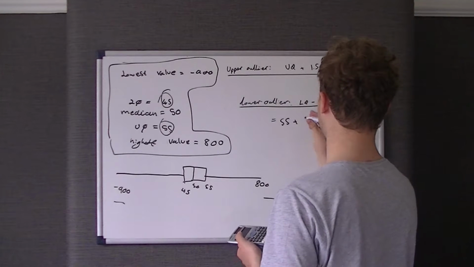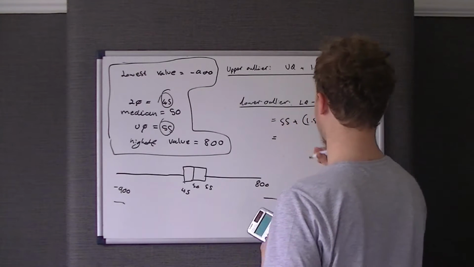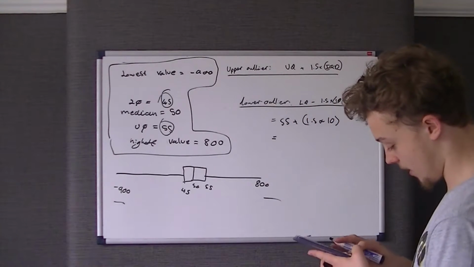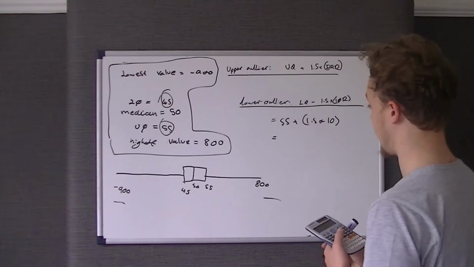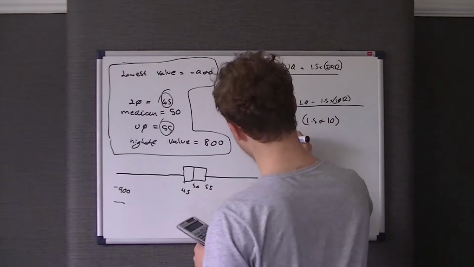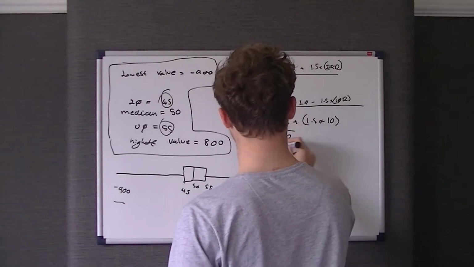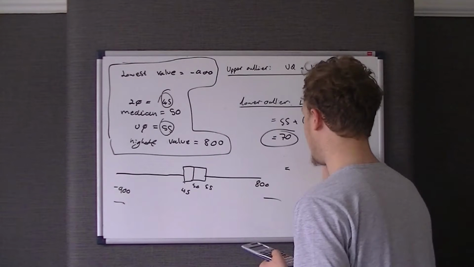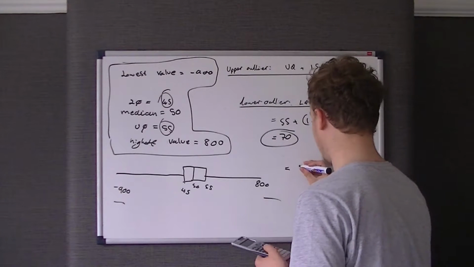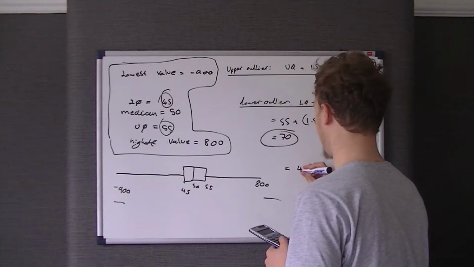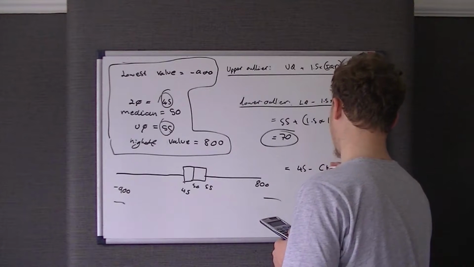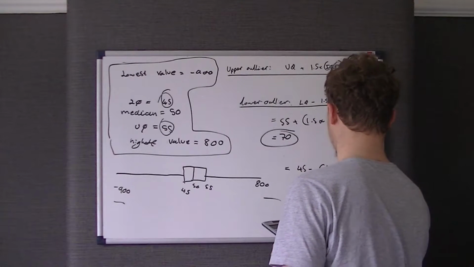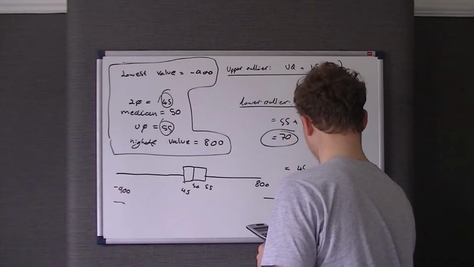So, okay, that's the upper quartile. In other words, it's 55 plus 15, because it's 55 plus 1.5 times 10, which is 70. Okay, so any value greater than 70 is an upper outlier. Do the test for the lower outliers. Okay, so it's the lower quartile, which is 45, minus 1.5 times 10, in other words 35.